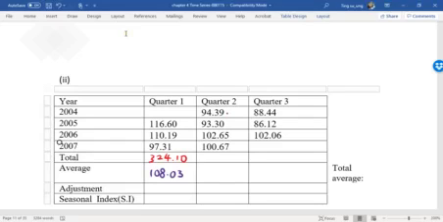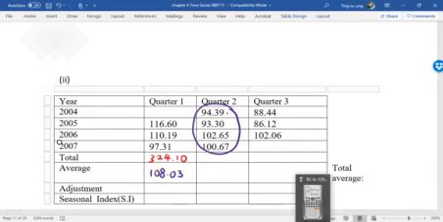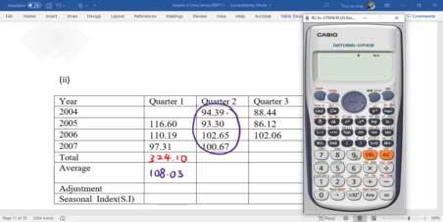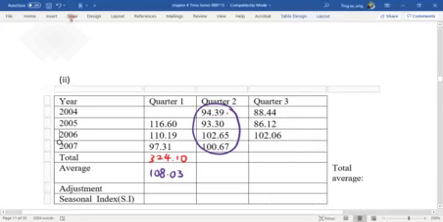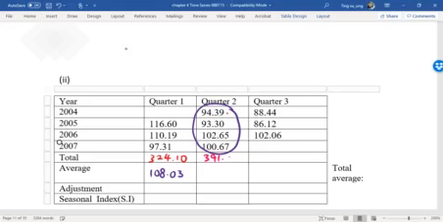Okay, let's proceed with the second quarter. So you look into this second quarter here. Okay, so look at this one. How many data here? 4, right? So you just total up 94.39 plus 93.3 plus 102.65 plus 100.67. Okay, so your answer is 391.01.